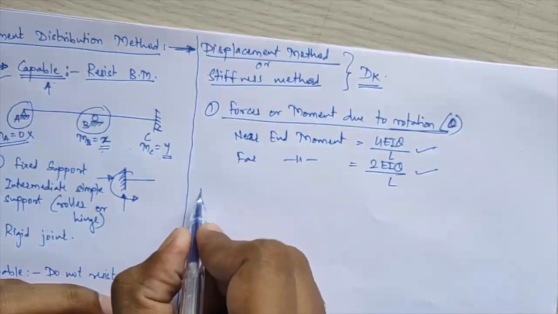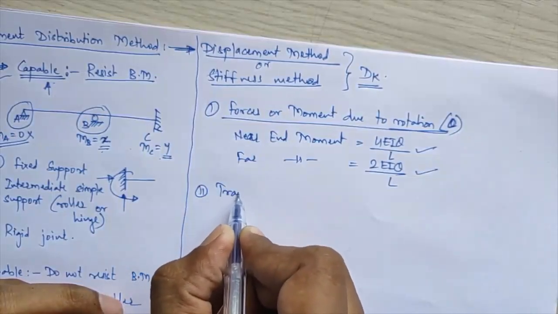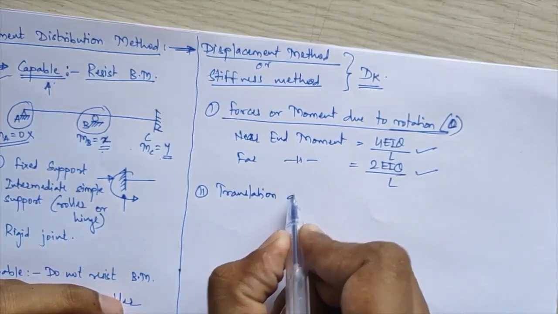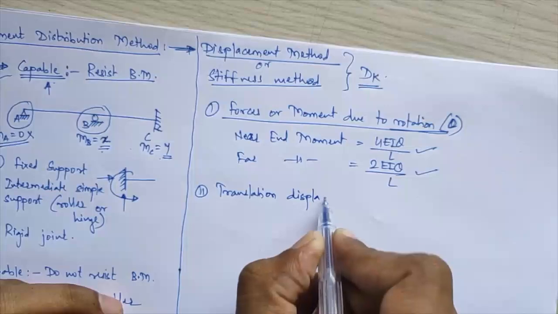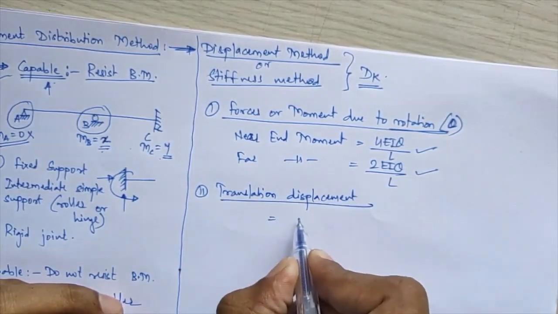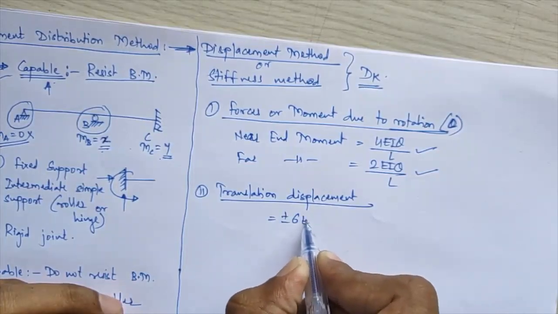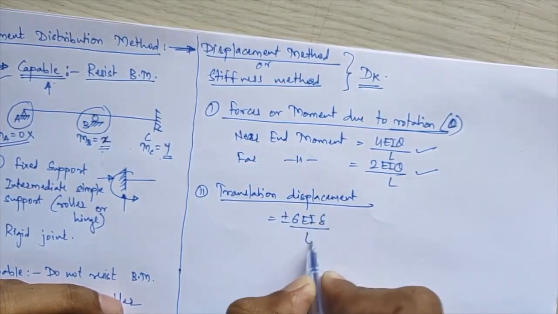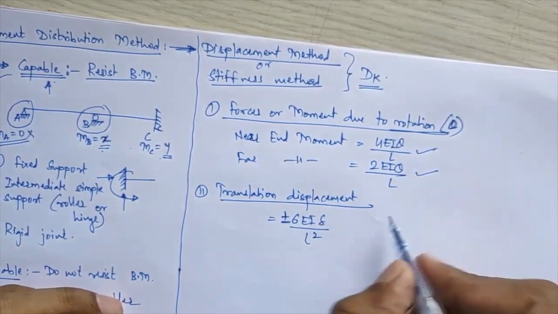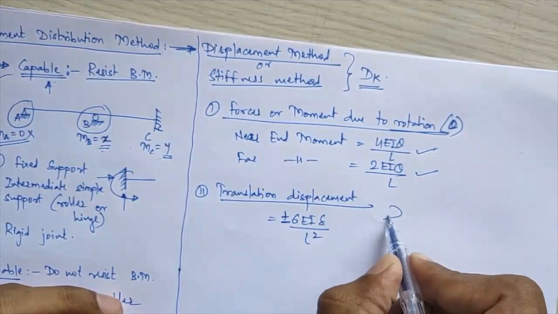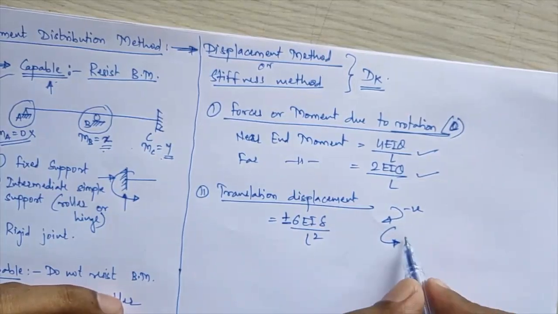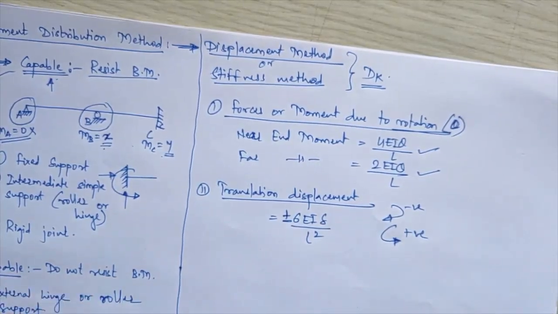Okay, and the second term was moments occurring due to the translational displacements, and those were equal to plus or minus 6 EI delta upon L square. For plus or minus, we have seen the sign conventions: if the translational rotation is clockwise in nature, we consider that as negative, and if it is anti-clockwise in nature, we consider that as positive.